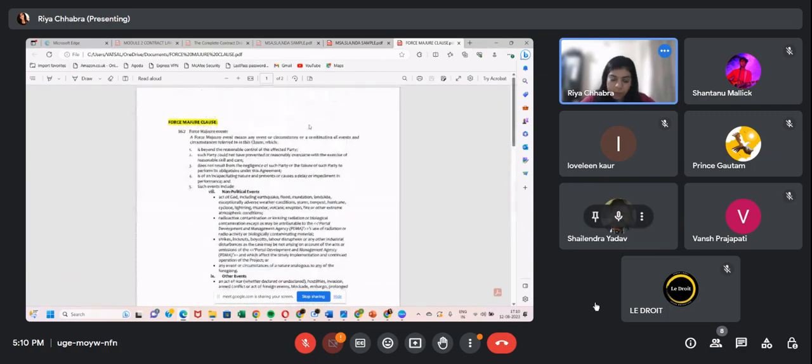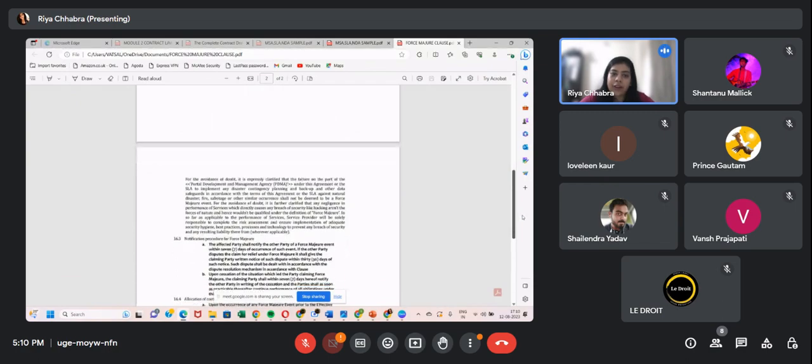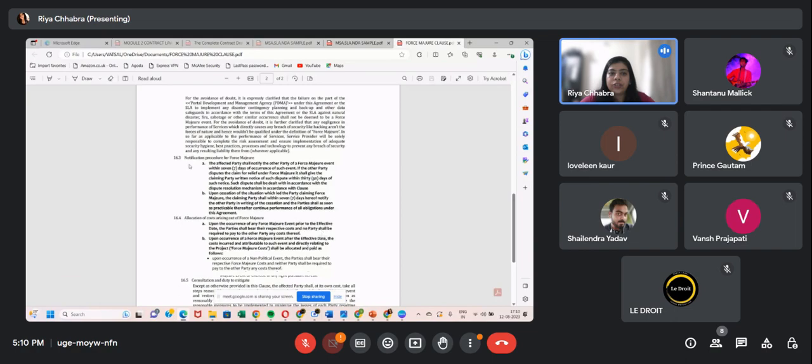Once you have defined everything about the events, like what events are covered under the force majeure clause, the next step will be defining how the parties are going to notify each other. So there will be a separate section, or you can directly mention it in the form of a date, where you'll mention that the affected party shall notify the other party of a force majeure event within 7 days of the occurrence of such event. If the other party disputes the claim for relief under force majeure, it shall give the claiming party written notice of such dispute within 30 days of such notice. Such dispute shall be dealt with in accordance with the dispute resolution mechanism in accordance with the clause.